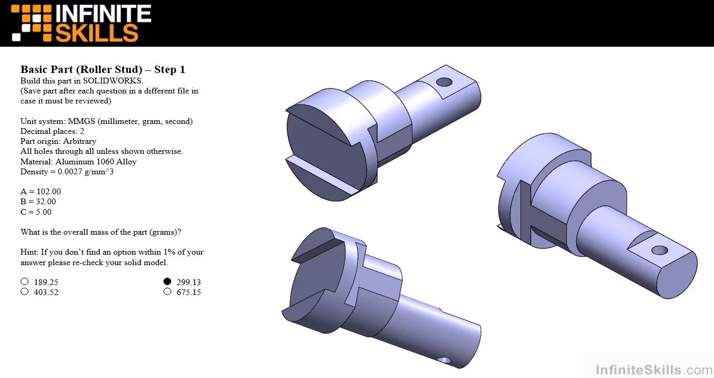To complete this part, we need to add the two remaining features. That would be the flat you see here, along with the hole feature. And by looking at this pictorial view, it's apparent the hole extends all the way through the part. Now let's go to the drawing views.